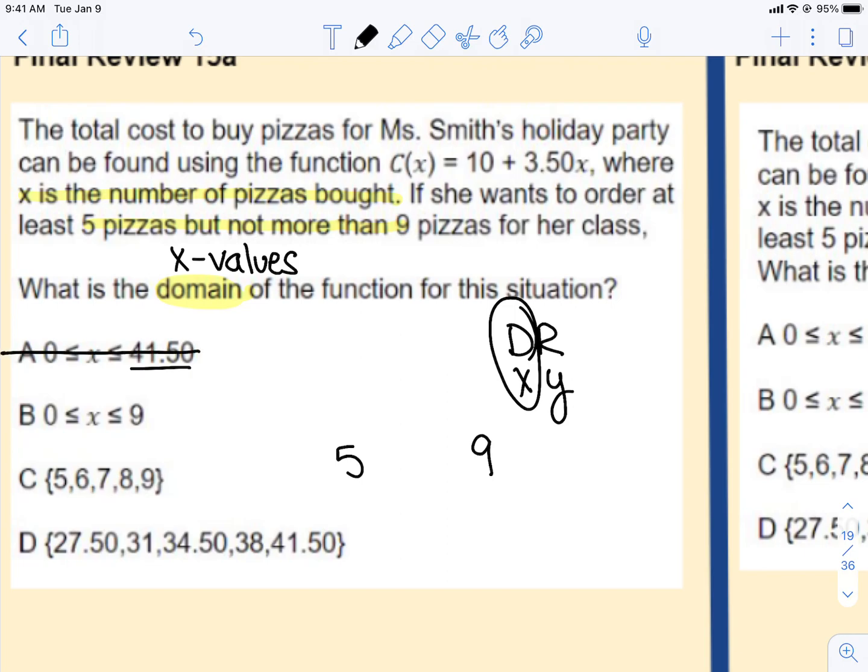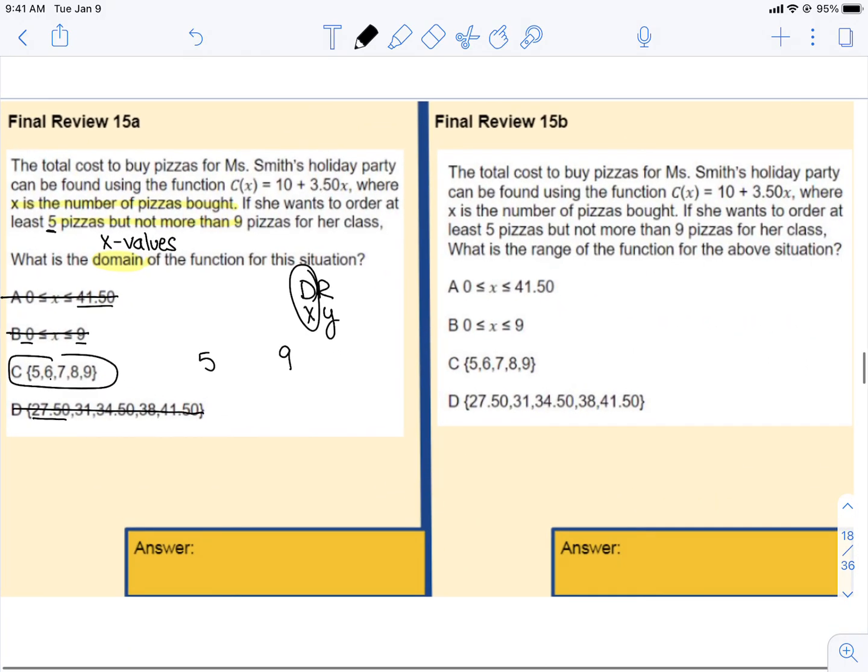Looking at answer choice D, that has 27. Again, that has something to do with the price, and that's not what we're dealing with. Looking at answer choice B, it goes from 0 to 9, and we want it from 5 to 9, and that's continuous, meaning that we can buy partial pizzas, and we can't, so we don't want that answer choice, which leaves us with answer choice C. She can buy 5 pizzas, 6 pizzas, 7, 8, or 9 pizzas, and that's all she would like to buy. So answer choice C.